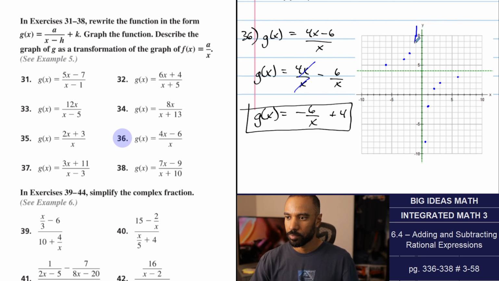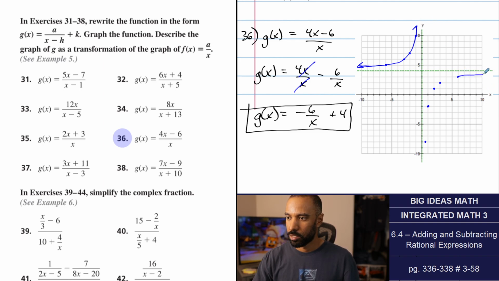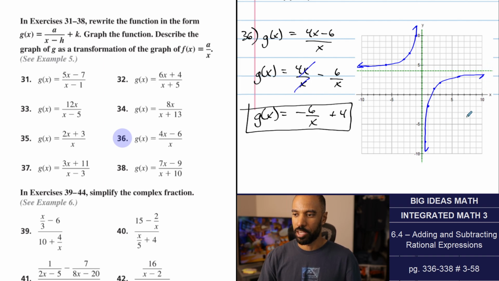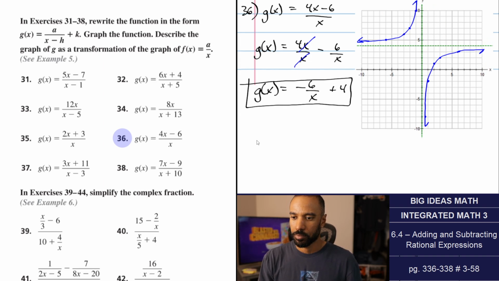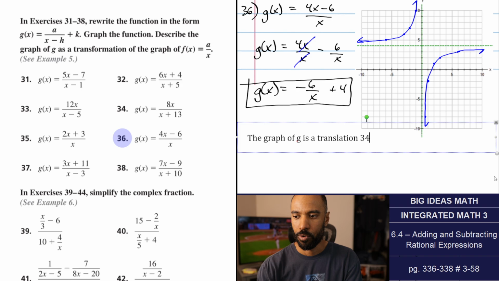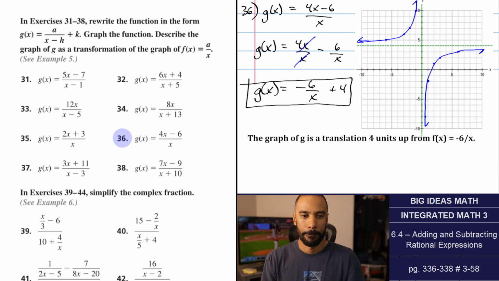Okay. All right, there's one side. And here's the other side. We're going to number 58, right? All right. Four units up. Negative 6 over x. Okay. All right. Number 37.